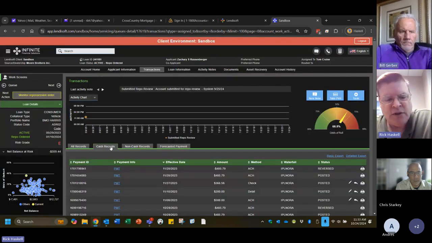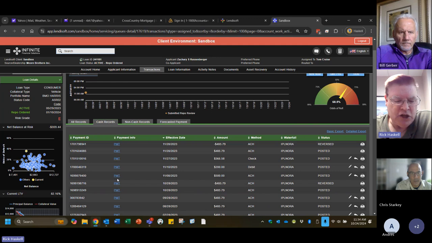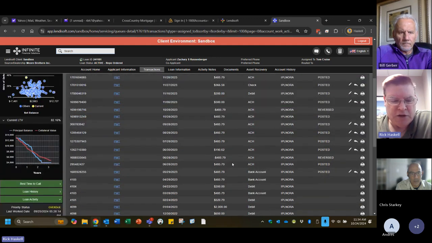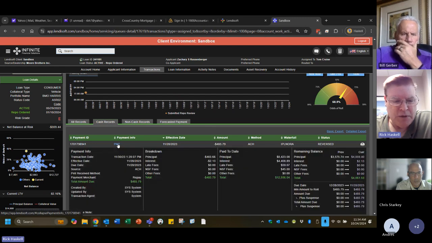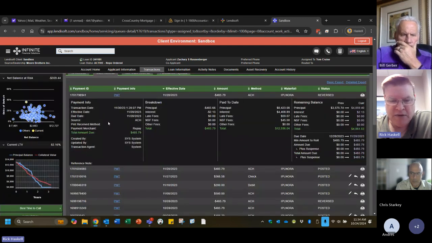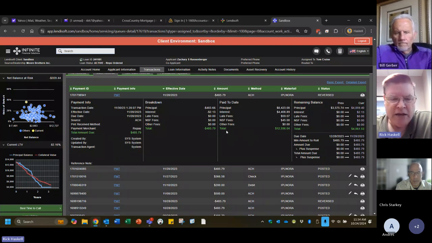Cash transactions don't mean it's green cash. It just means payments were made and money changed hands. And here's a history of all the payments that were made on this loan. You can click on any one of these payment codes, and it expands, and you can see the detail of how the payment was allocated.